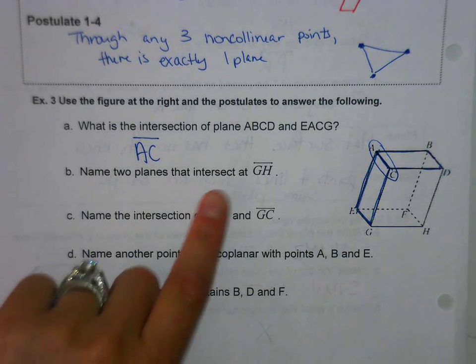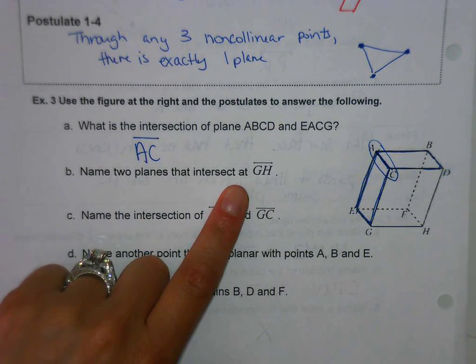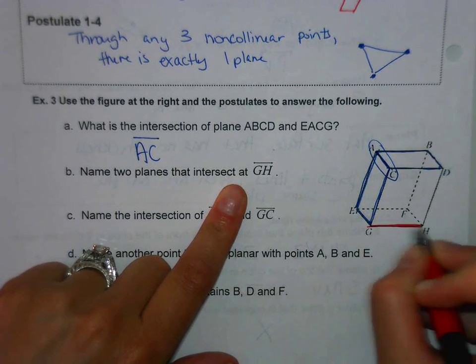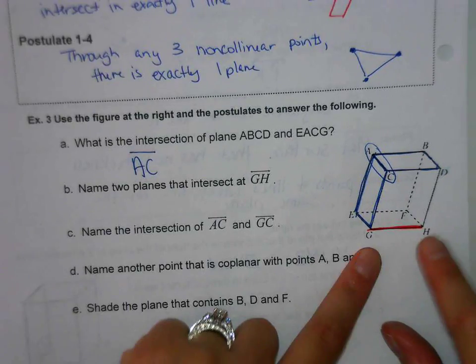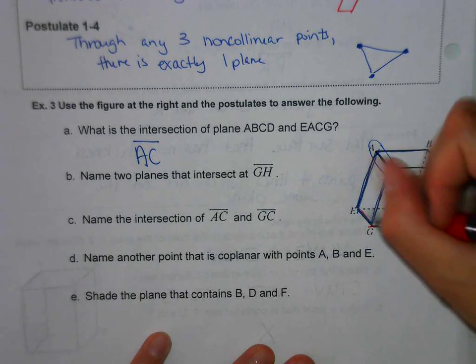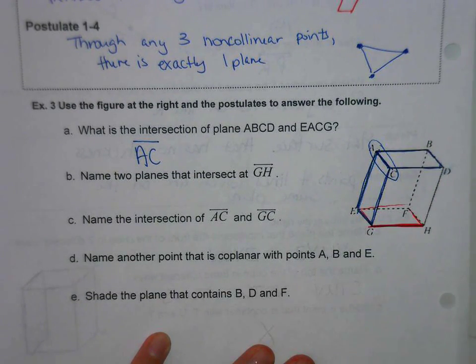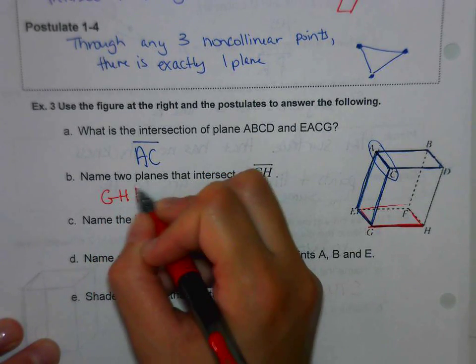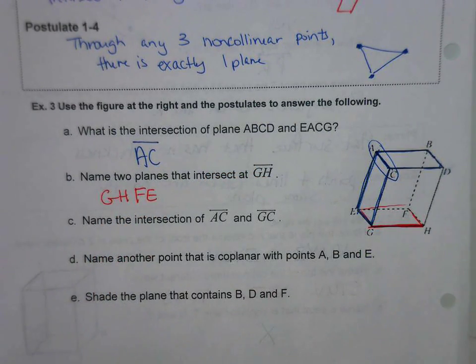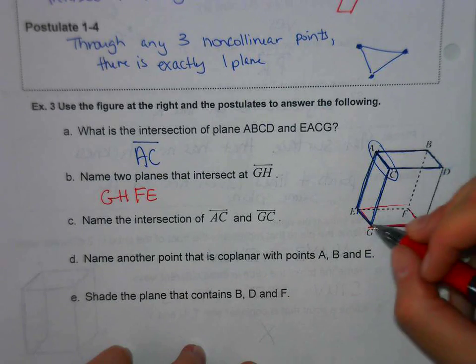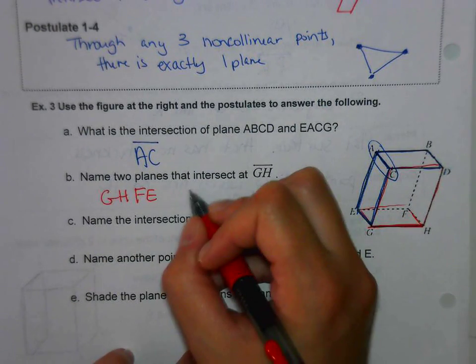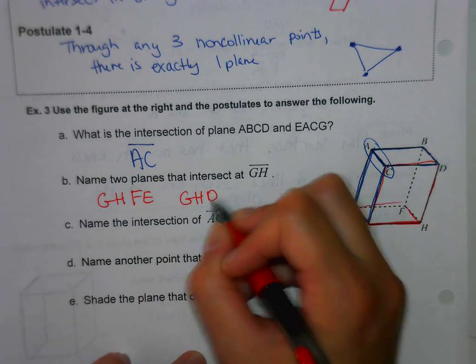Now we have 2 planes that intersect at GH. Where is that? Here we have GH. We want to know 2 planes that intersect at this line. We have a plane that's on the bottom of our cube, plane G, H, F, and E. And the other plane that uses this is the front of the box, which is G, H, D, C.